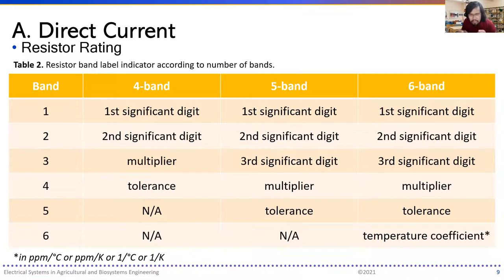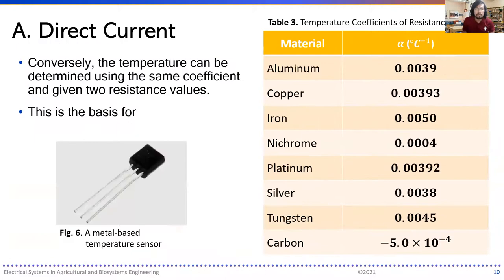Now, also take note that the black and white bands are not used to indicate tolerance. So it's another indication of where to begin reading. Same with gold and silver, which are not used to indicate the nominal value or the significant digits, right? Now let's proceed to the concept of direct current.